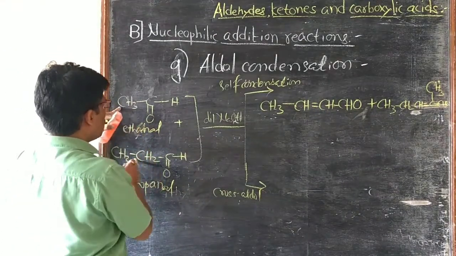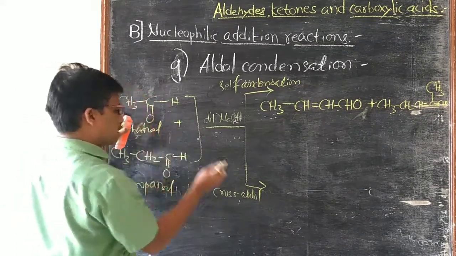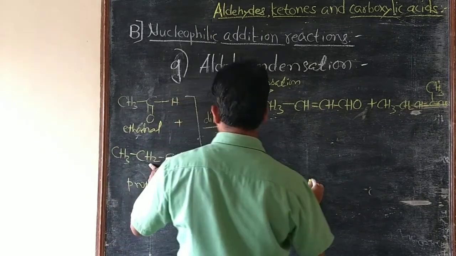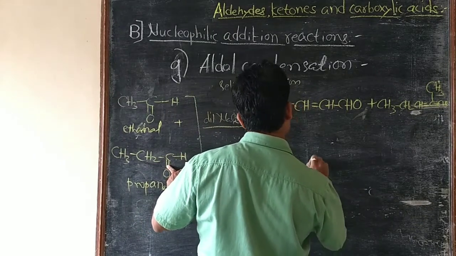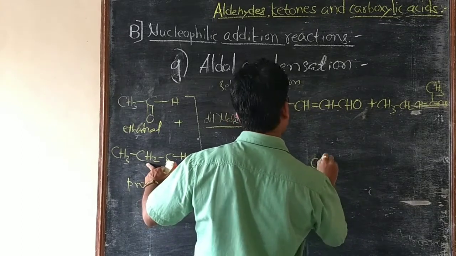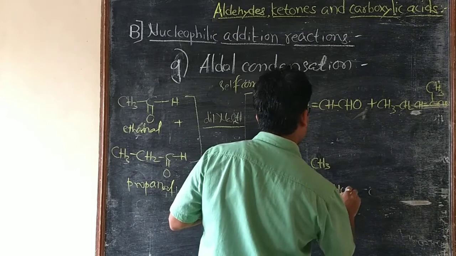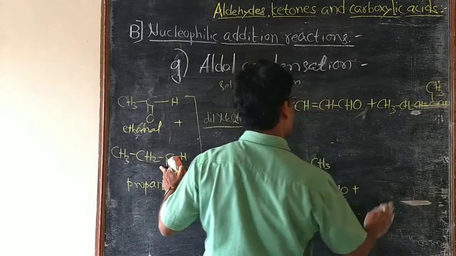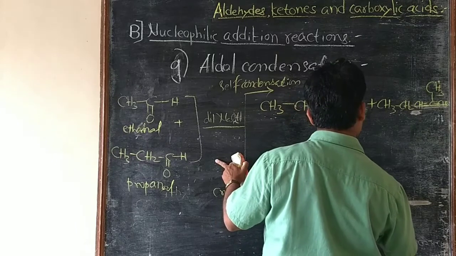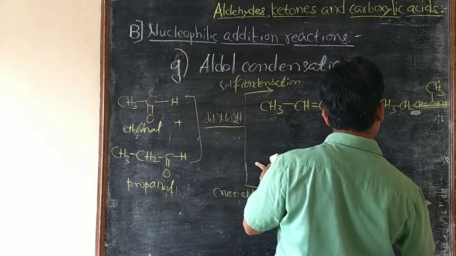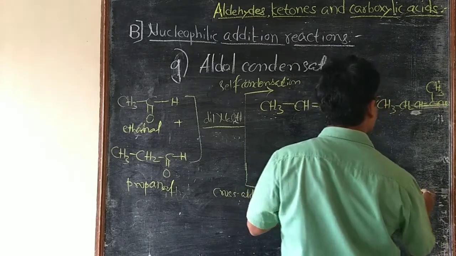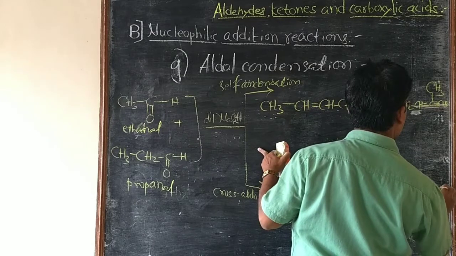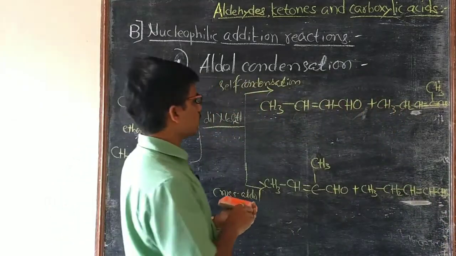This molecule attacks propanal, attacks ethanal, that is CH3 CH, then CH3 CHO, plus this ethanal attacks on this propanal, giving CH double bond CH CHO.